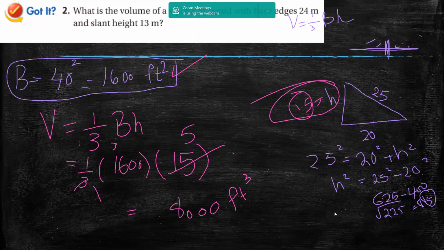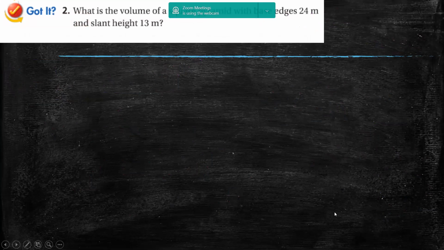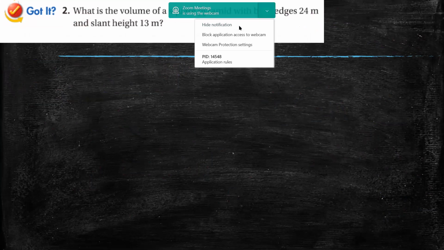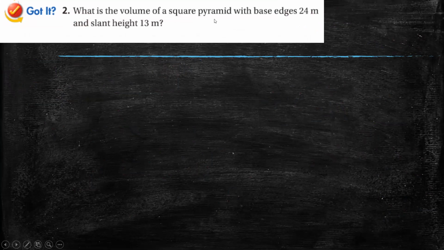Another example here. What is the volume of the square pyramid with a base edge 24 and a slant height of 13? Listen.